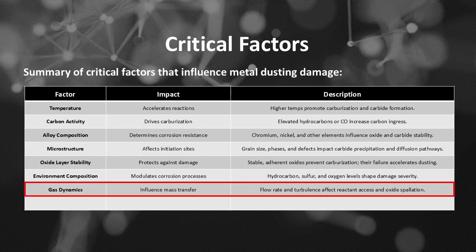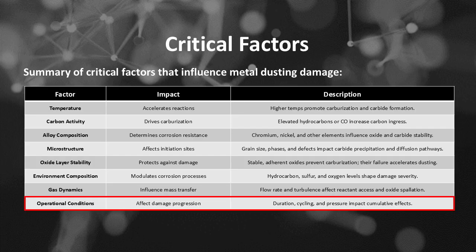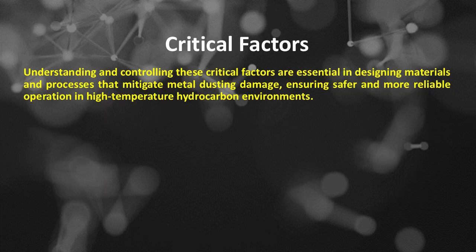The factor is gas dynamics, and its impact is that it influences mass transfer. It is described as flow rate and turbulence affect reactant access and oxide spallation. The factor is operational conditions, and its impact is that it affects damage progression. It is described as duration, cycling, and pressure impact cumulative effects. Understanding and controlling these critical factors is essential in designing materials and processes that mitigate metal dusting damage, ensuring safer and more reliable operation in high-temperature hydrocarbon environments.